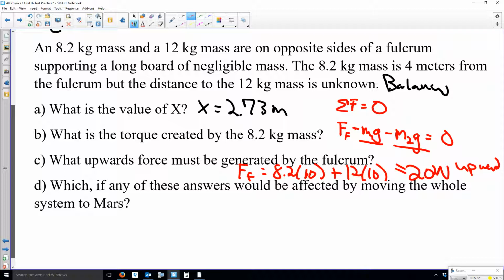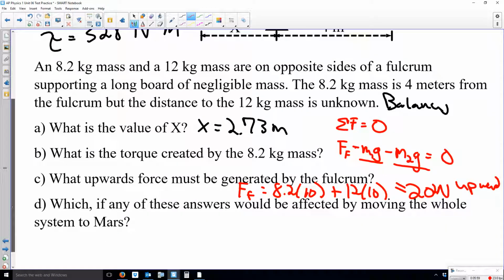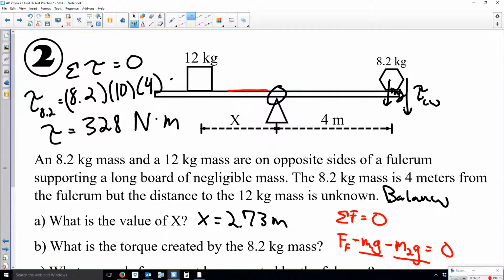And which of any of these answers would be affected by moving the whole system to Mars? The only ones that are going to do that are going to be B and C, because those are the only two that actually involve gravity.